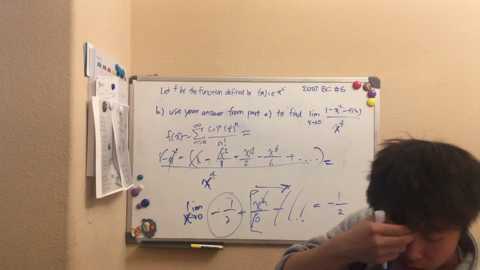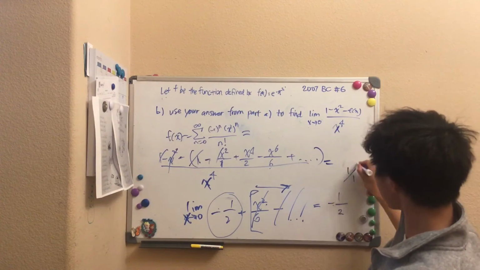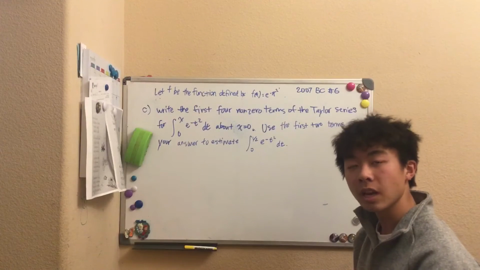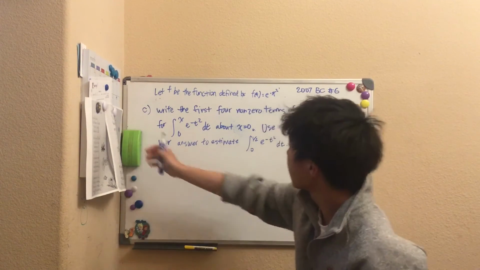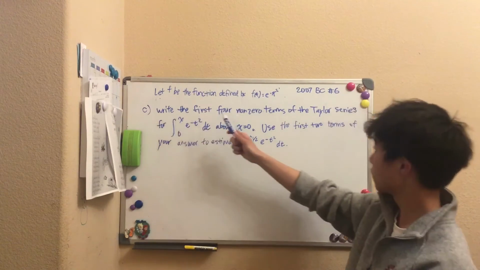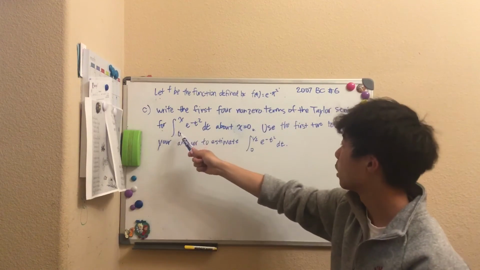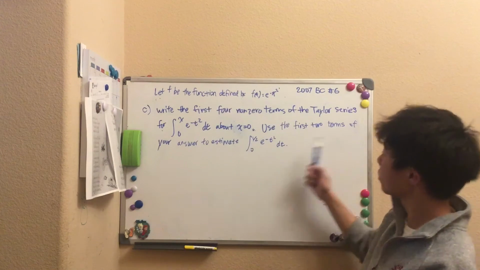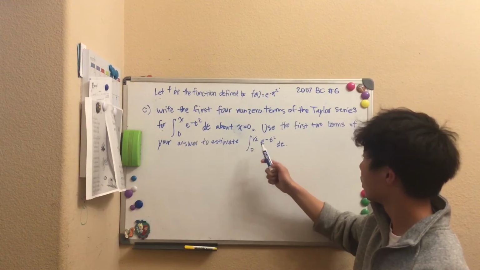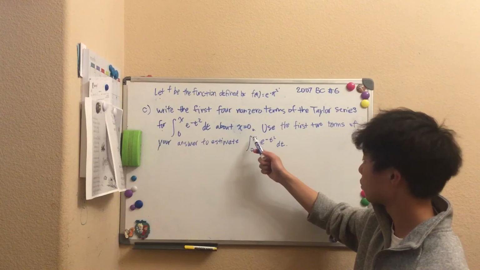I believe we get 1 point. We only get 1 point for coming up with the final answer. And now we're on to part C of this problem. Now I'll read it out for you. Write the first 4 non-zero terms of the Taylor series for the integral from 0 to x of our function dt about x equals 0. Use the first 2 terms of your answer to estimate the integral at 1/2.